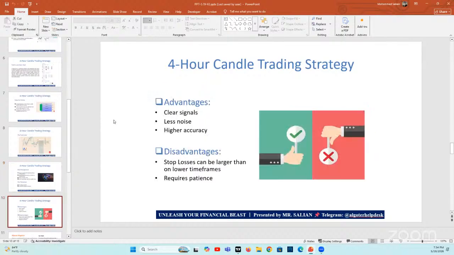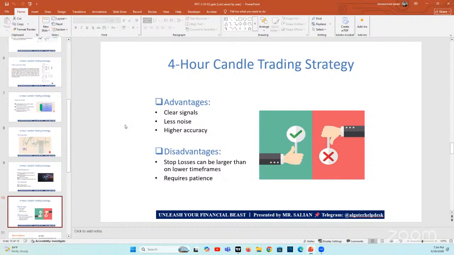Okay, advantages. Very clear signal because it's in the 4 hour time frame. Less noise. Okay, you will not have a lot of swing highs there, break of structure. No, it's very nice. Higher accuracy. Okay, the disadvantage is that stop losses can be larger because it's a 4 hour candle. So, you get the idea.